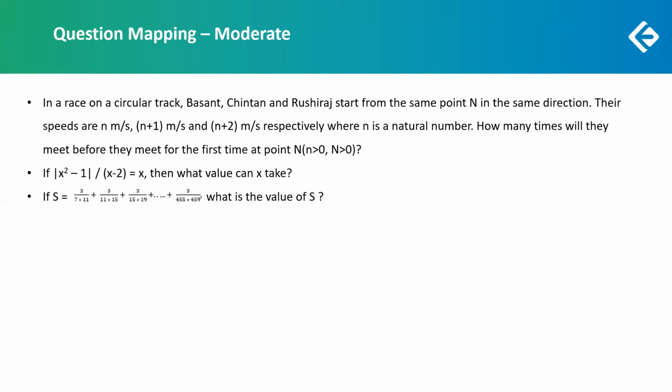Next, we had a question in which mod of (x square minus 1) divided by (x minus 2) is equal to x. So we had to take different cases. Mod of x square minus 1 can be equal to x square minus 1, or it can be equal to minus of x square minus 1. So using those two cases, we could have found the possible value of x.